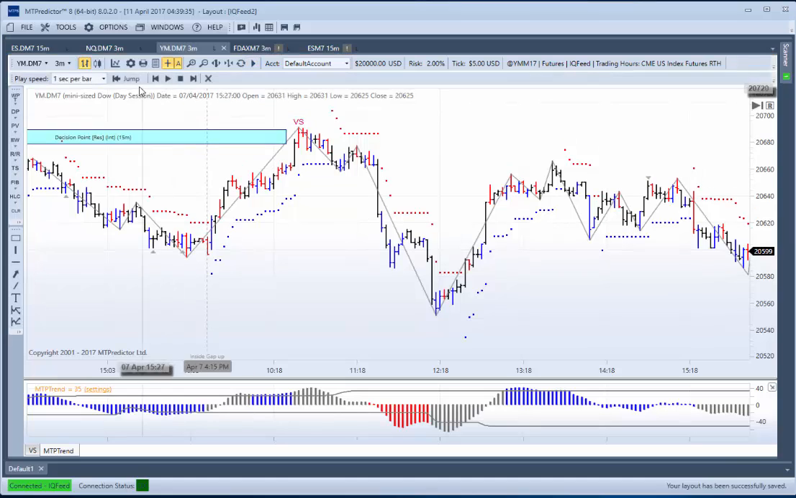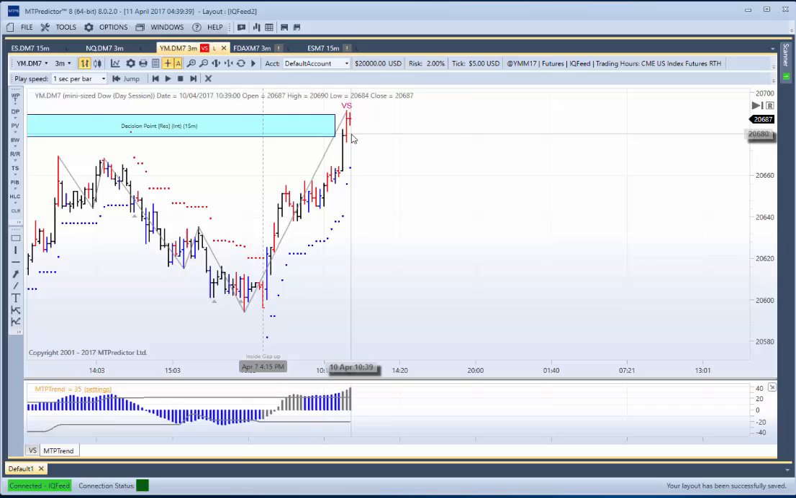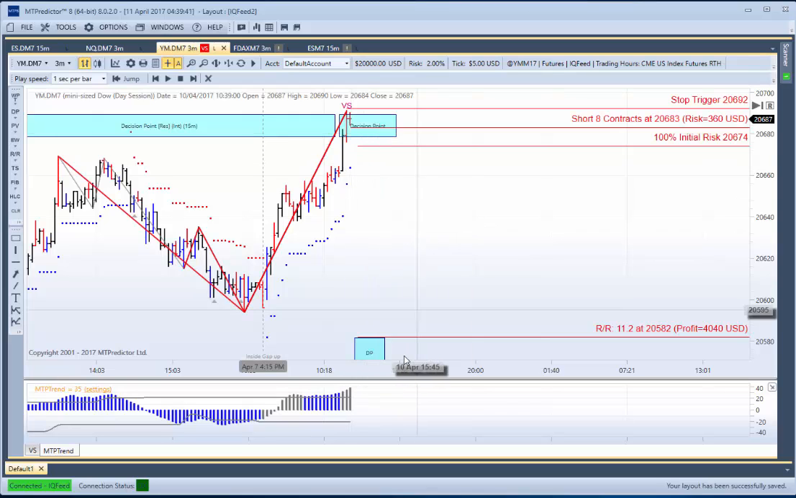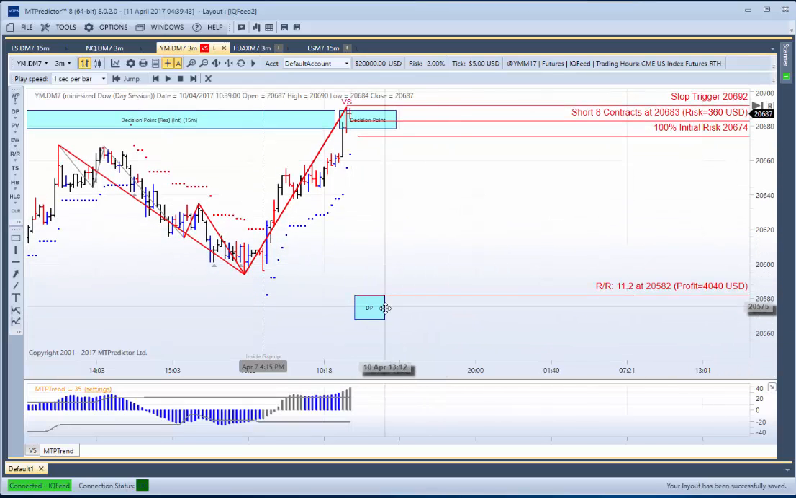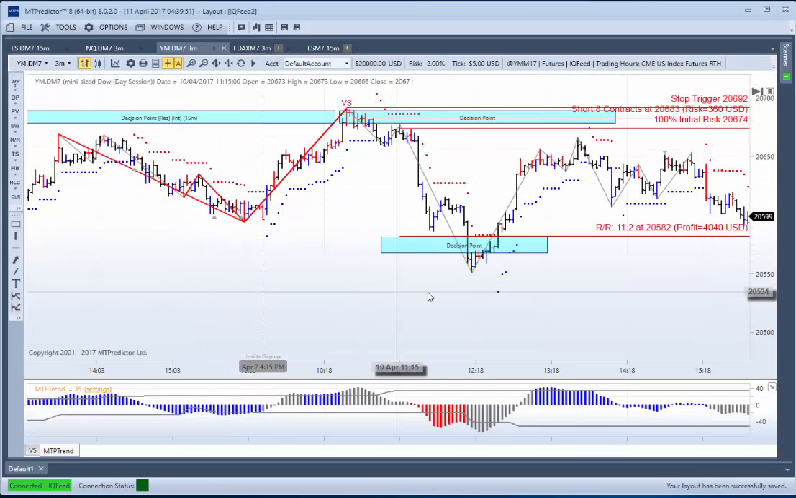So let's use training mode. Let's jump back to where the sell setup was. There it was there. So we right mouse click, do analysis, and that's where the target would have been, right the way down here. So that would have been on the chart in advance again. Let's now turn training mode off so we can see what happened.